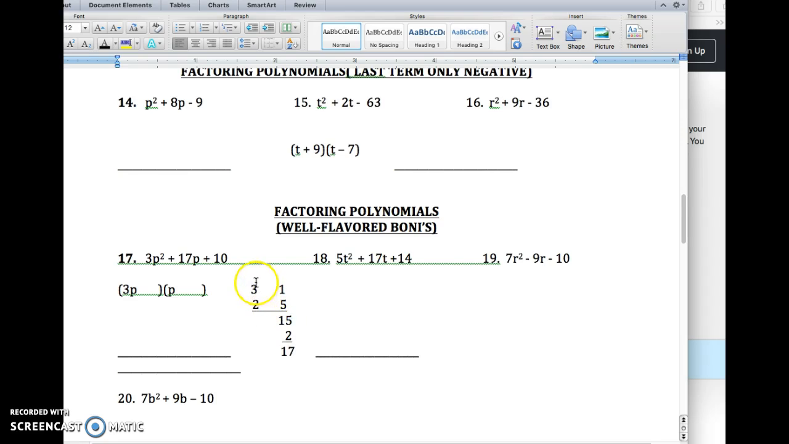And here's what I do. These two, the 3 and 2, go in the first parenthesis. So 3 is already there. Just have to put a plus 2 now. And in the second parenthesis goes the 1 and 5. So this should be 3p plus 2, and then 1p, or just p, plus 5. This goes in the second parenthesis.